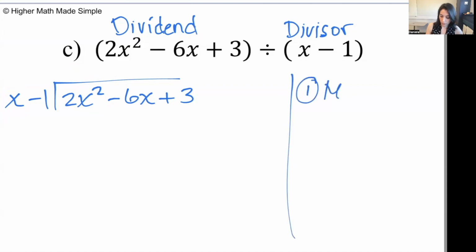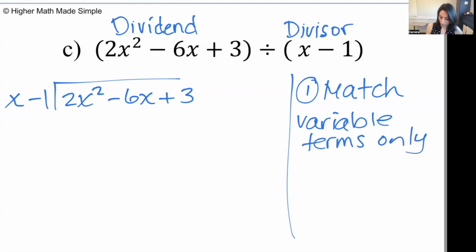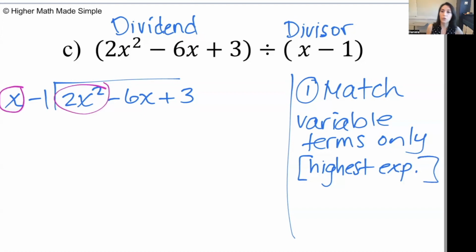So in my own words, I would say that the very first step is that you're trying to match. What are we trying to match exactly? The variable terms only, okay? And you're looking to match the variable terms with the highest exponent. So in this particular case, we're looking to match x, right? And 2x squared. So you're looking to multiply something, right? So you have to ask yourself, x times what gets me to 2x squared, right? Because we're trying to match them together. So I need a 2. And remember, product rule says that the exponents have to add up together, right? So those exponents are both 1. 1 plus 1 is 2.